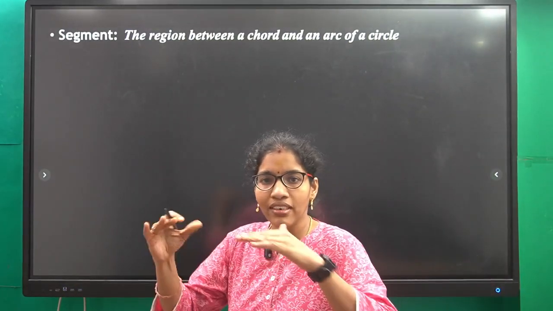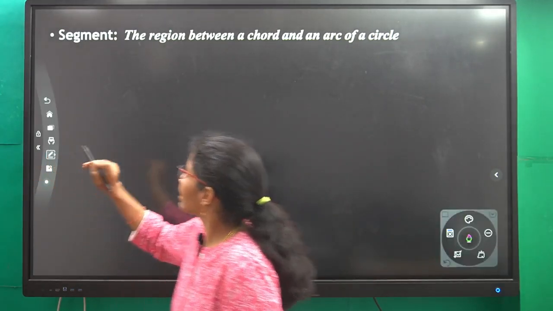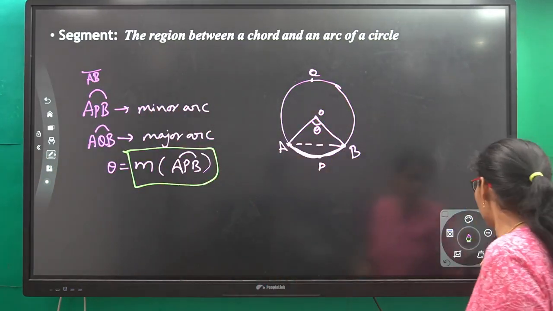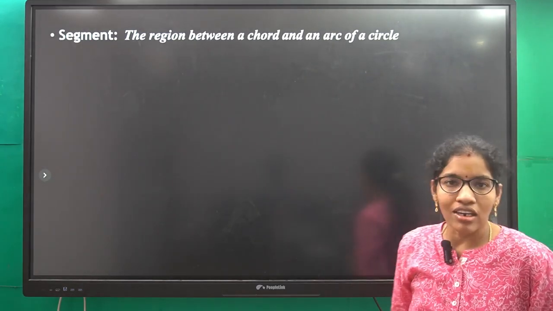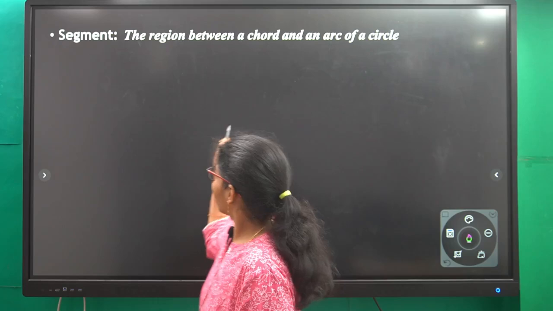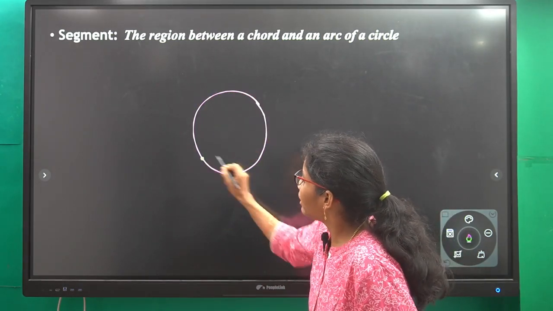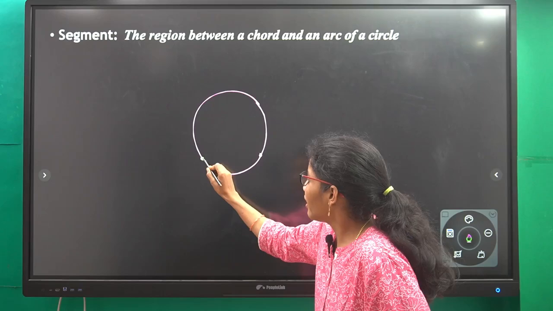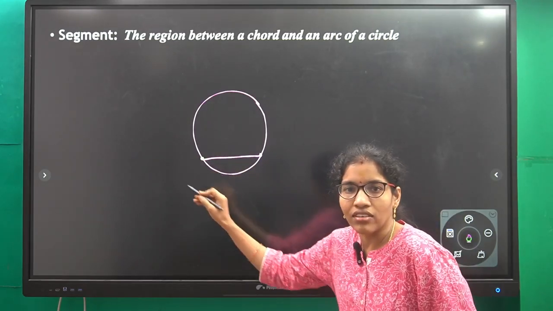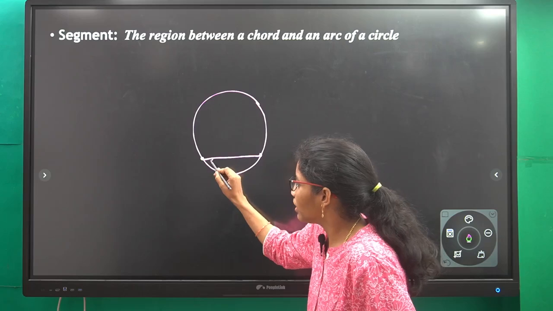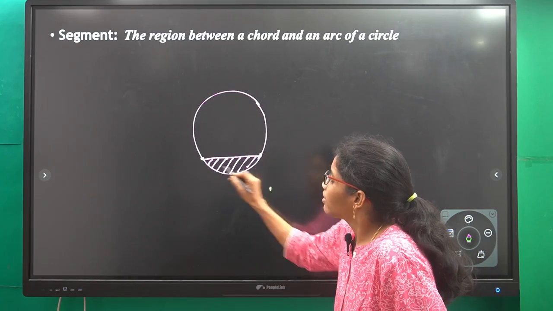What is meant by segment? Segment is nothing but a region, right? Here coming to circles, the segment means the region between a chord and an arc of the circle. So just now we saw what is meant by chord. Chord is nothing but whenever we join any 2 points on the circle, it forms a chord. This is a line segment. But arc is a curve, circumference part, right? So the region between the chord and an arc is called what? Segment.